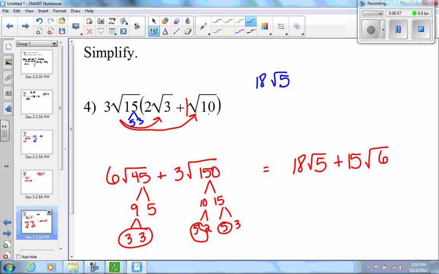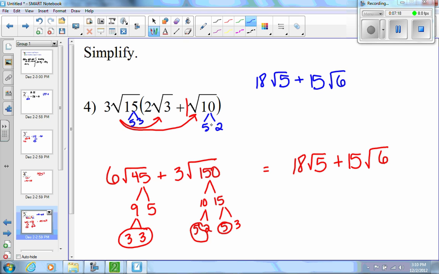And I do the same thing over here. I think of this as 5 times 2. And when I compare that to this, see the 5 repeats. So I'm going to bring a 5 out, so I get a 15. And then the root 3 and the root 2 stay inside, so I get a root 6. So I like doing that, kind of simplifying it first.